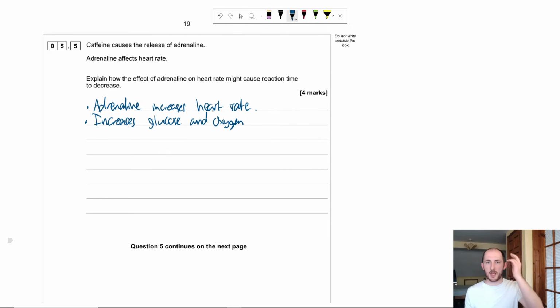And what causes reaction time? Well, it's your brain. So to your brain, but not just your brain, also your muscle cells, right? Because it needs to go to your brain and your muscles. To brain and muscles. Okay, and what's the effect of that? Well, it increases the rate of respiration. If your heart starts beating faster, your breathing's going to increase, and therefore your respiration in your cells is going to increase because there's an abundance of the ingredients required for respiration. So increases rate of respiration.